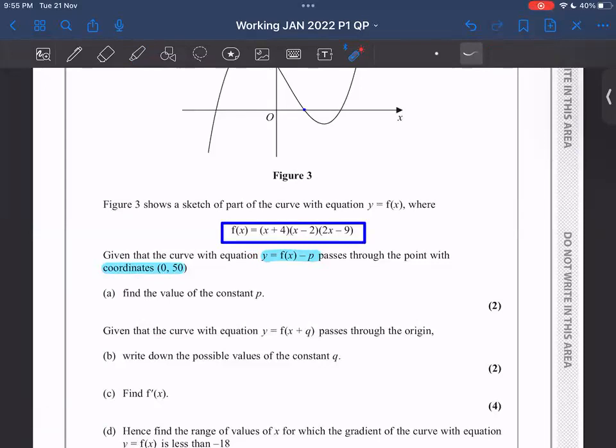So this is basically the transformation. What kind of transformation? The graph is going downward. The value of p is being subtracted from the function of x, so the point is moving downward. It means there is going to be a change in the value of y, not x. The change is in the value of y here.